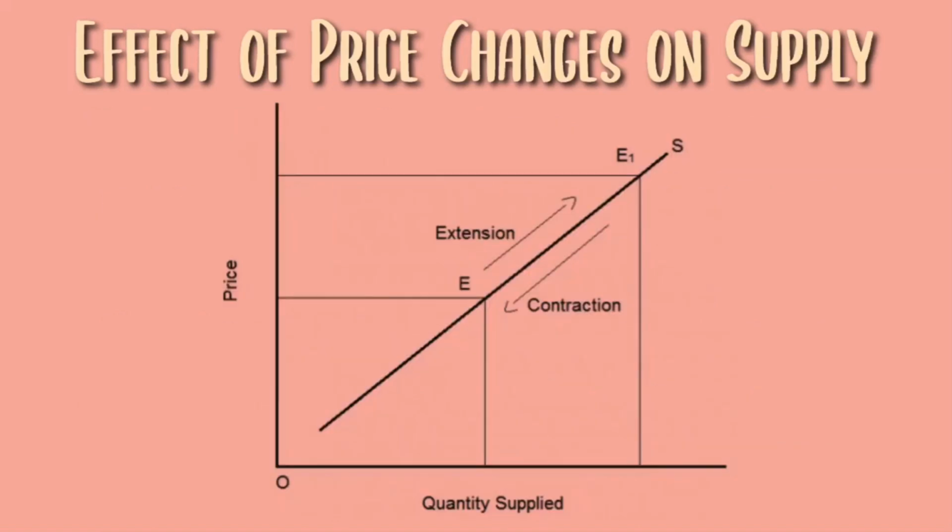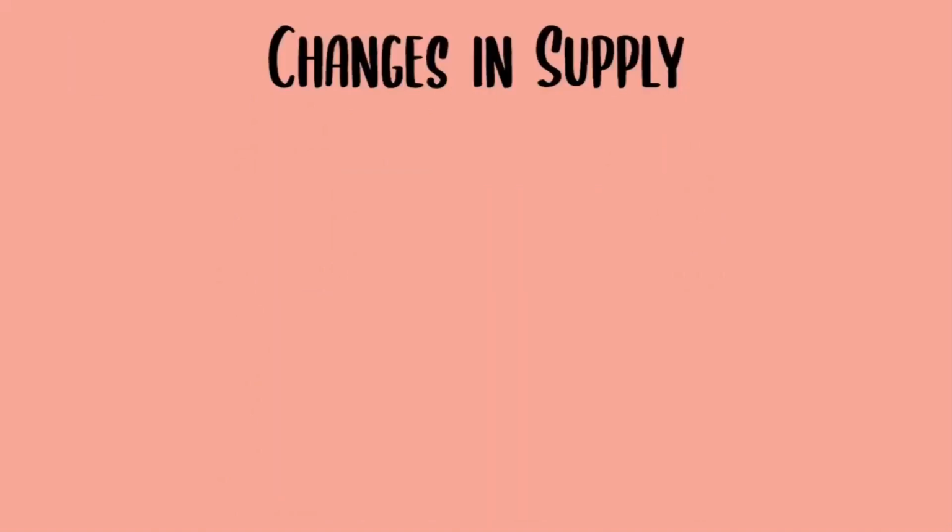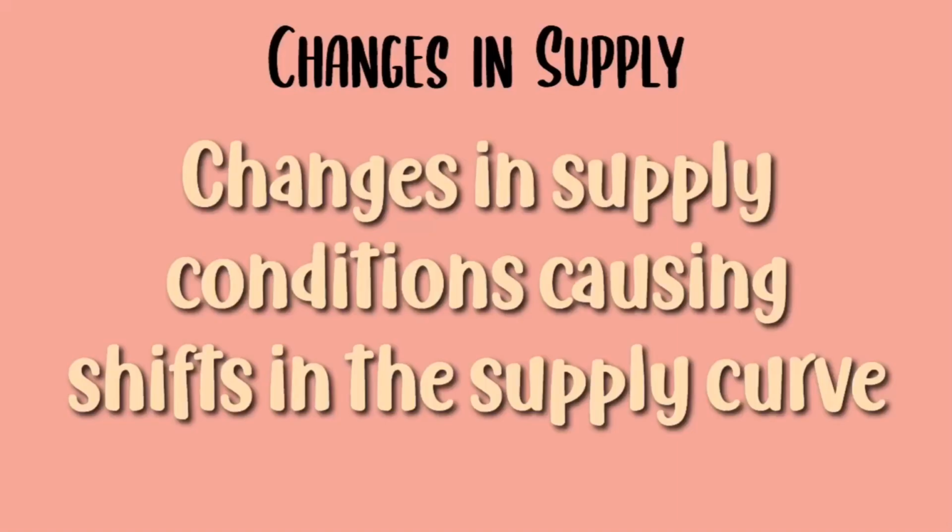So here's a graph to summarize what I just explained. As you can see, when the price increases, there is extension in supply, and when the price decreases, there is a contraction in supply. Now let's look at changes in supply. So changes in supply is changes in supply conditions causing shifts in the supply curve.